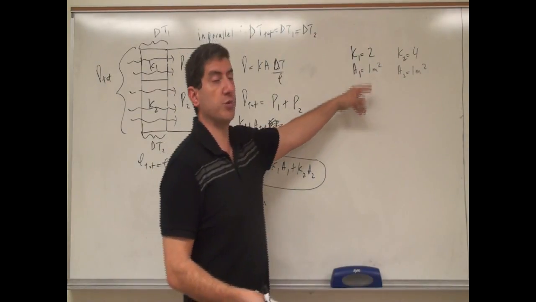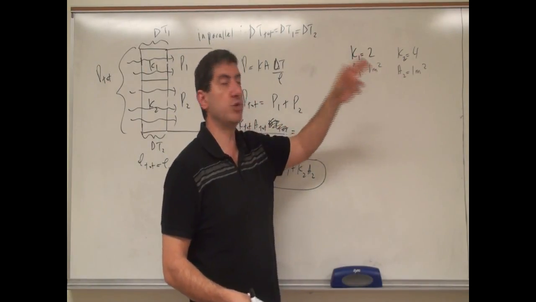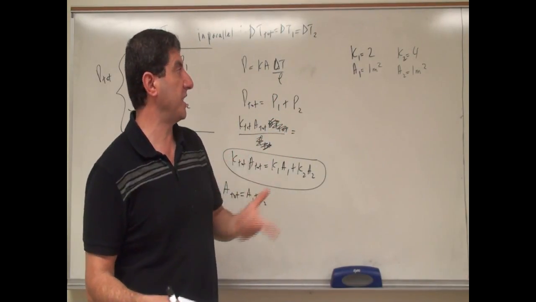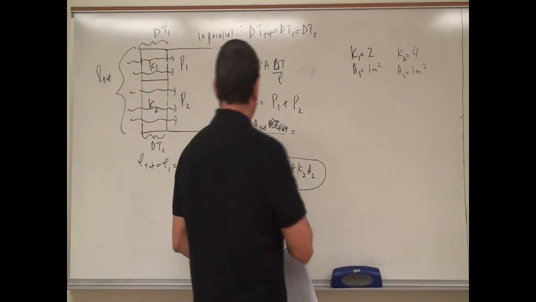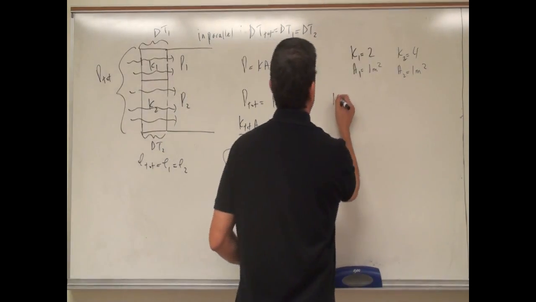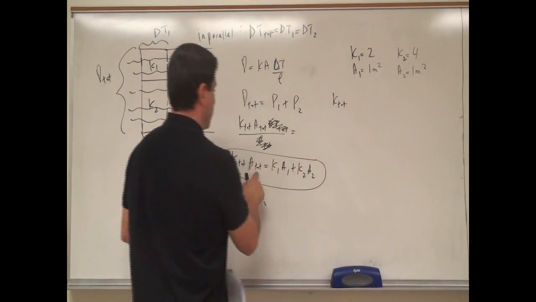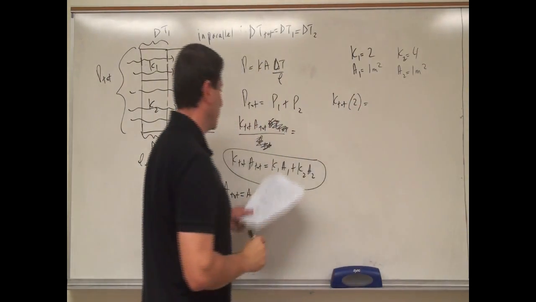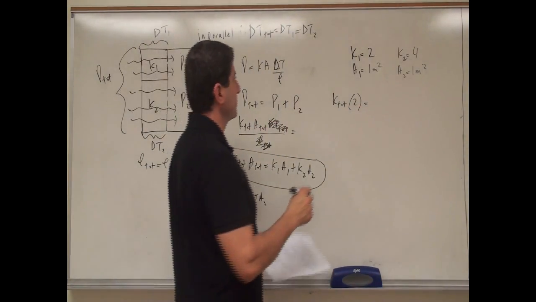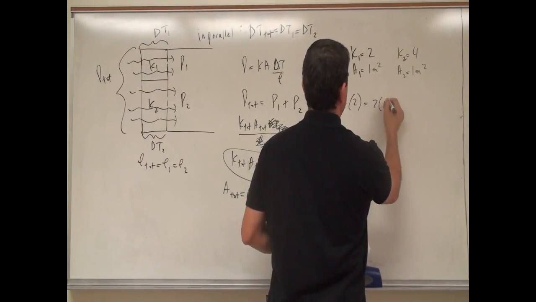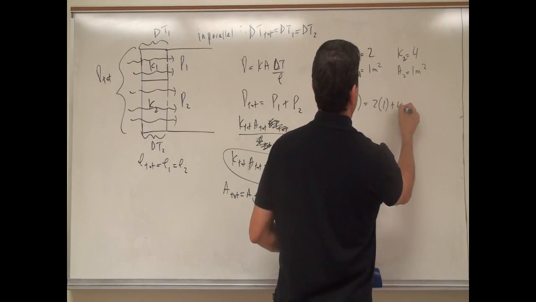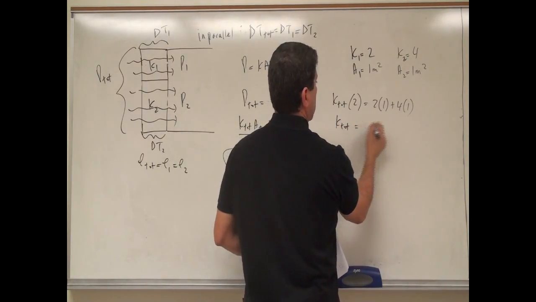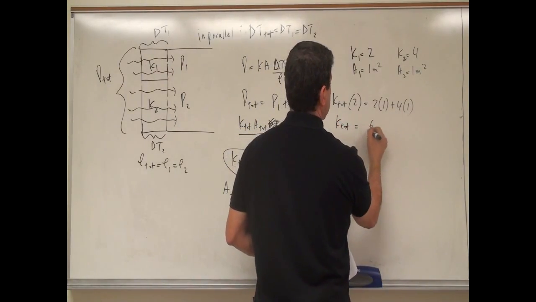We had L1 equal to 1 meter and L2 equal to 1 meter, but now I'm making A1 1 meter squared and A2 1 meter squared. So then what will K total be? The total area would equal 2 meters squared, and then we would have K1, which was 2 times 1, plus 4 times 1. So what would that be? K total, the 4 plus 2 would be 6 over 2.